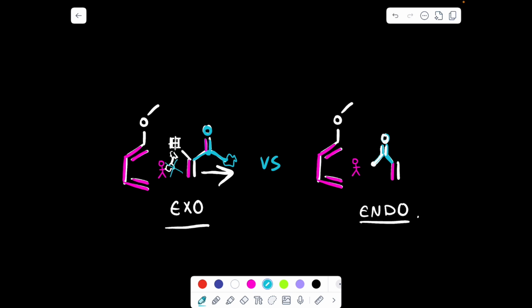Looking at the other group via the endo, if this carbon held out its hand, oh look, it could hold hands with the person standing in between the diene and the dienophile. Therefore, this group is on the inside.